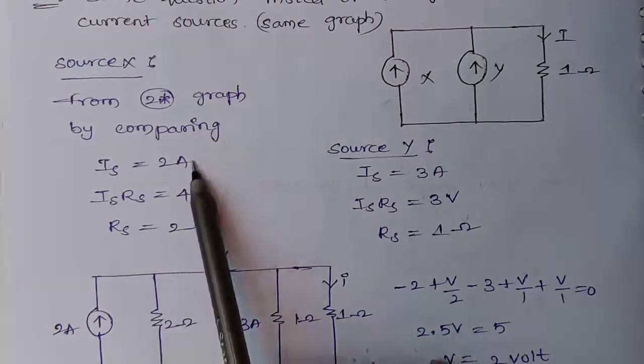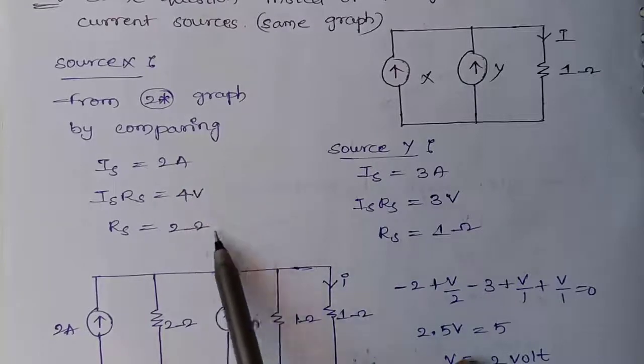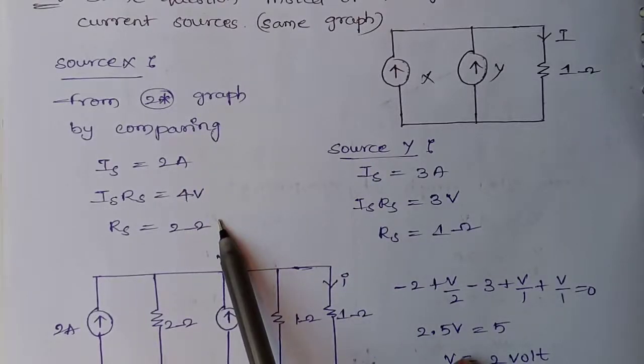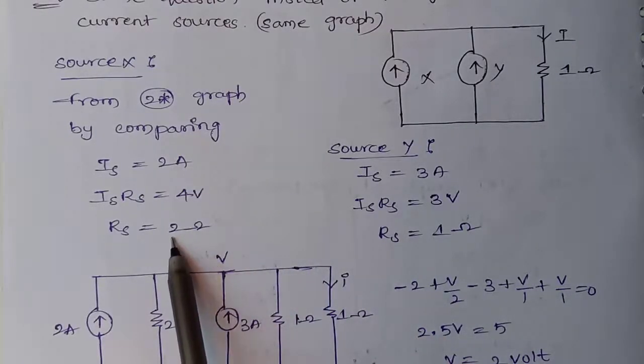So now we got the values for the source X: the current value is 2 amperes, and the internal resistance of the source X is 2 ohms.